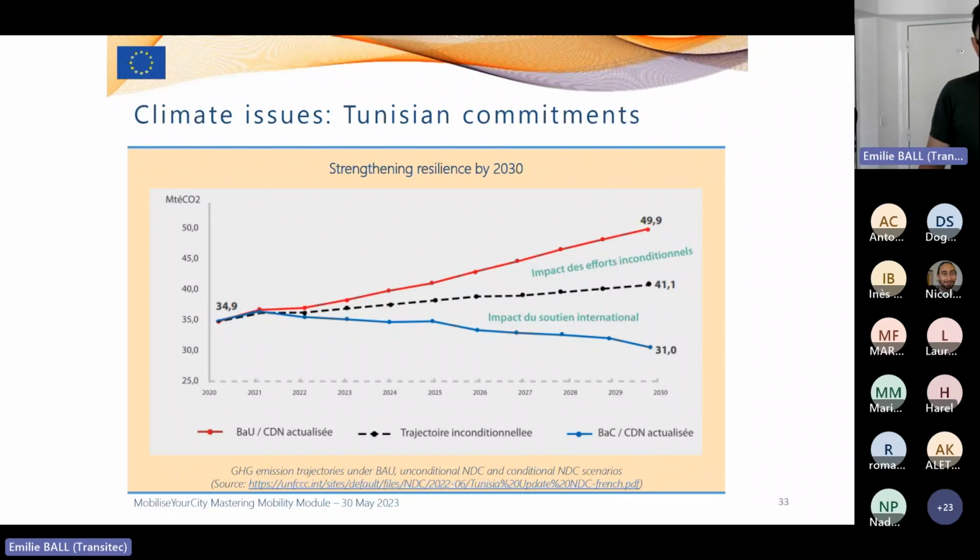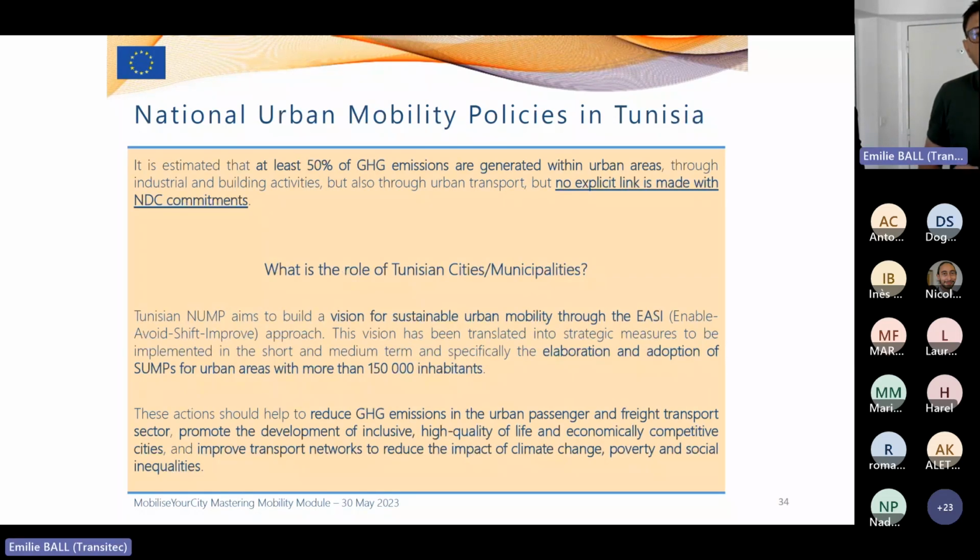And you can see that for Tunisia, in fact, the business as usual is expecting to have in 2030 about 50 gigaton of CO2 emitted from Tunisia, and with unconditional efforts, it will be reduced by 17%, and with international support, it should be reduced by 37%. So the question is really how, at the local level, we could contribute to the climate effort, and how in urban mobility sector we could have an impact that is, to my mind, and knowing the NDC from Tunisia, maybe higher than what is already committed in the NDC.